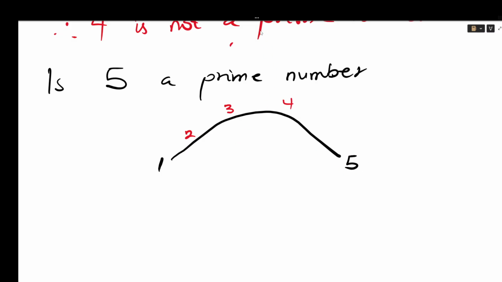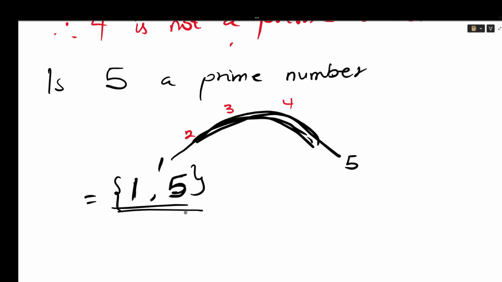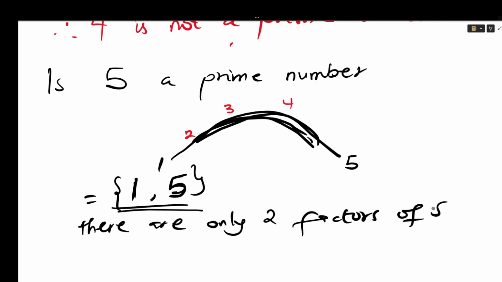So you could see for this number, we only have the factors to be 1 and 5. Any other number in between 1 and 5 wouldn't divide the number 5. We didn't find any factors in between 1 and 5. So for the factors of 5, we only had 1 and 5. And how many are they? 2. We had only 2 factors. And what are they? 1 and 5 itself.